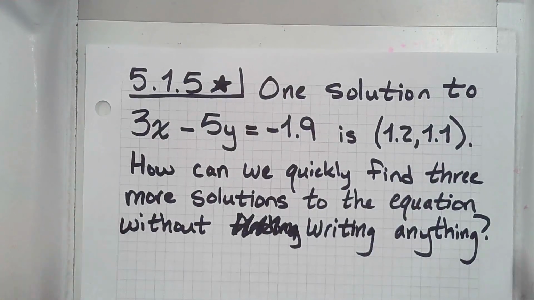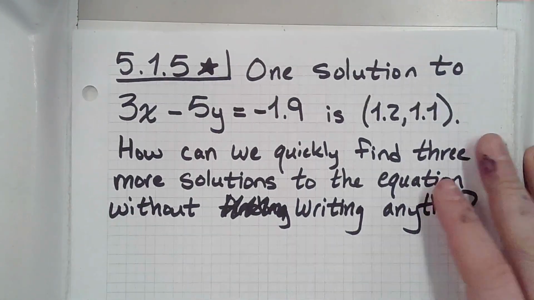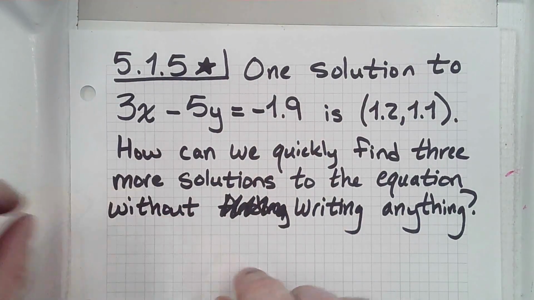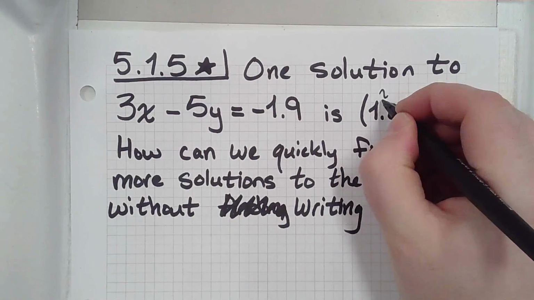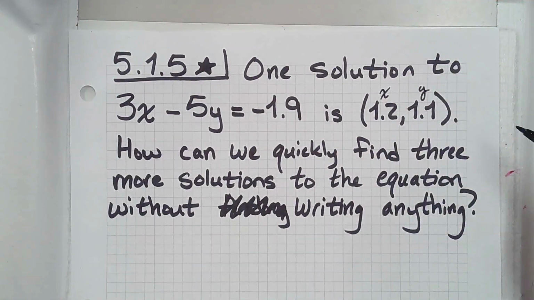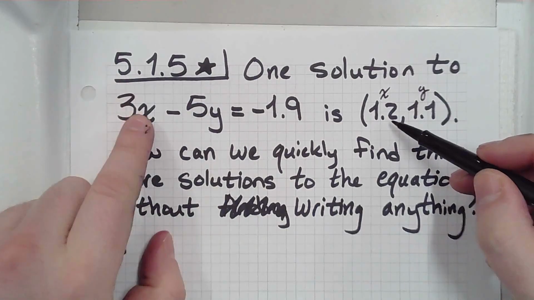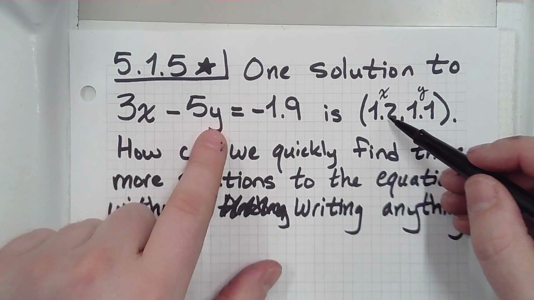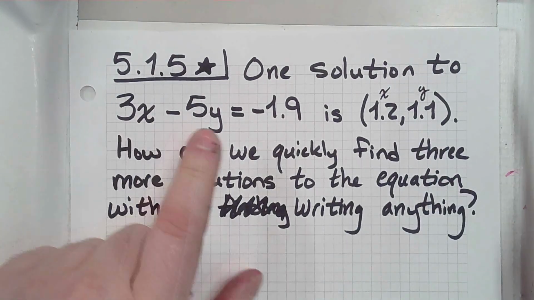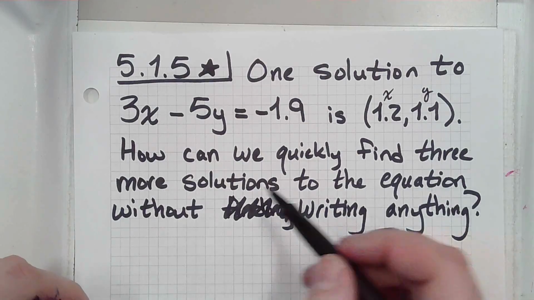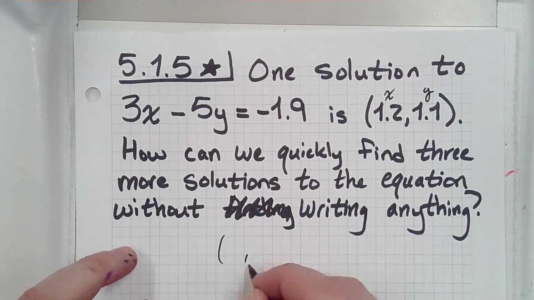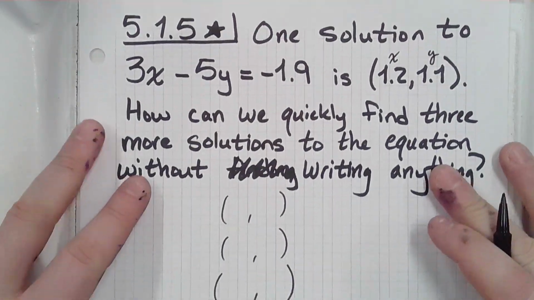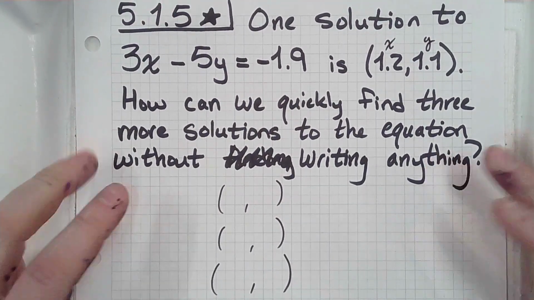So here's the last one you guys had questions about. It said, here's an equation. It's kind of gross looking. It said one solution for x and y, because it's alphabetical, is 1.2 if we plug it in here, and 1.1 if we plug it in there. Apparently when you do that and multiply them up and subtract them, you get -1.9. It says, how can we quickly find 3 more solutions? So we want 3 more solutions without writing anything. So without doing any calculations.